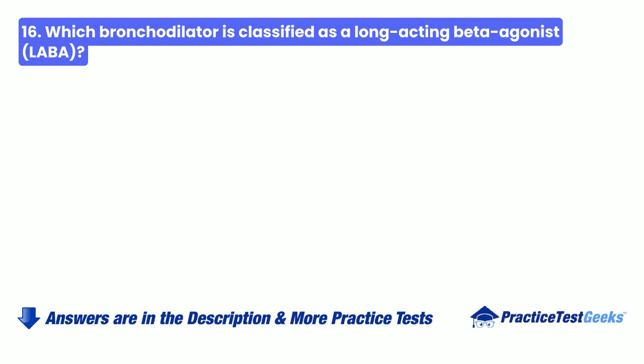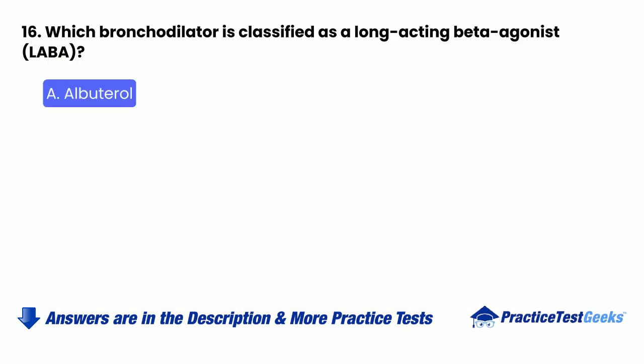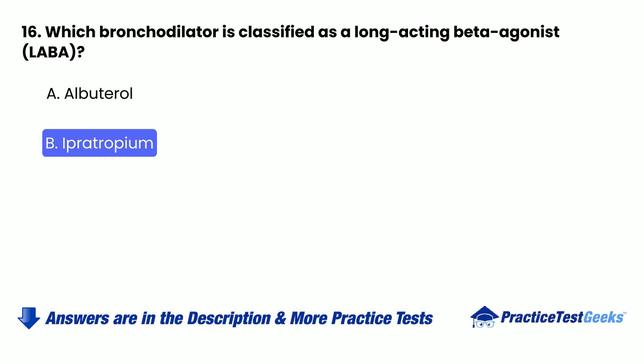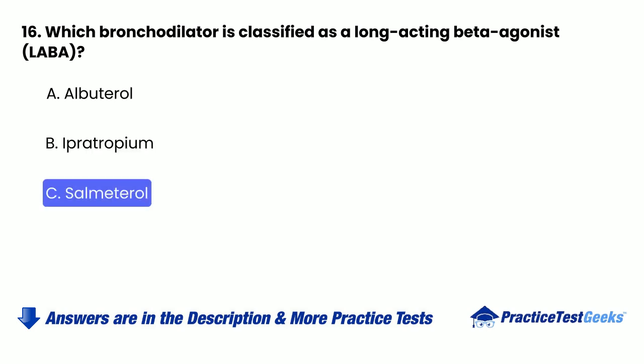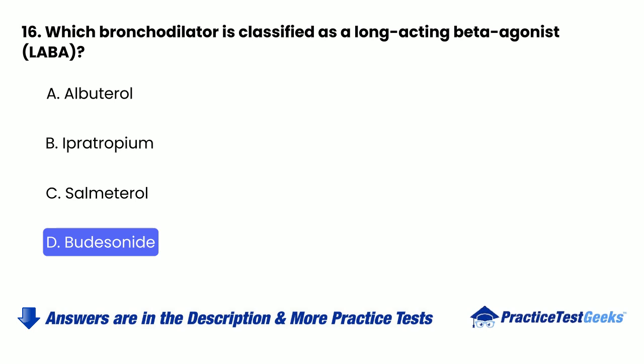16. Which bronchodilator is classified as a long-acting beta-agonist or LABA? A. Albuterol. B. Ipratropium. C. Salmeterol. D. Budesonide.